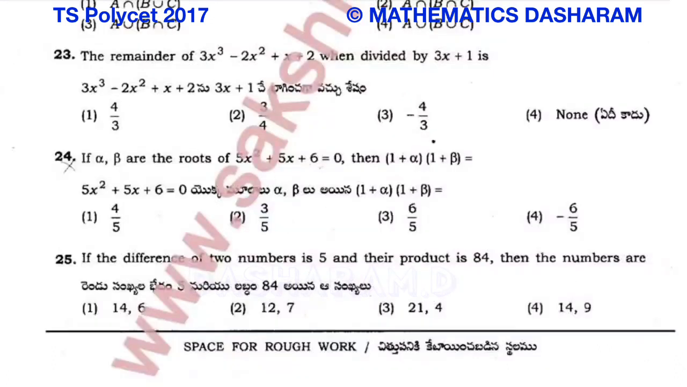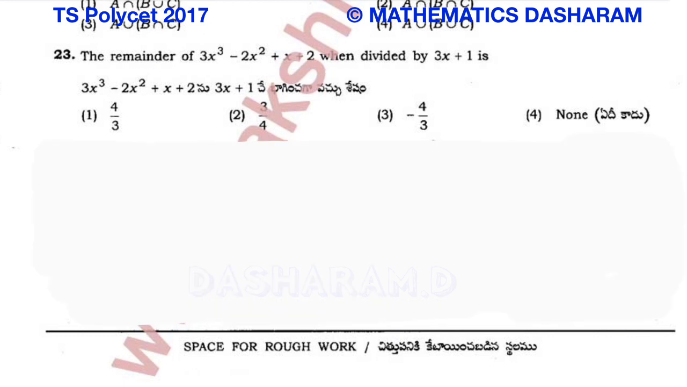So next, the 23rd question. The remainder of 3x cubed minus 2x squared plus x plus 2 when divided by 3x plus 1 is. So to find the remainder, use the remainder theorem which was learned in the 9th class.